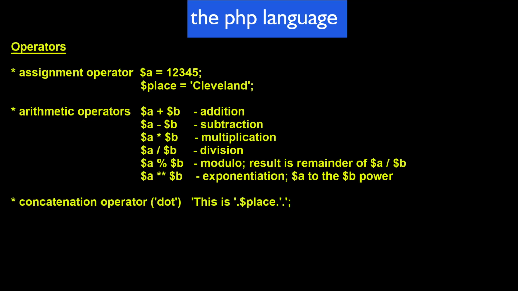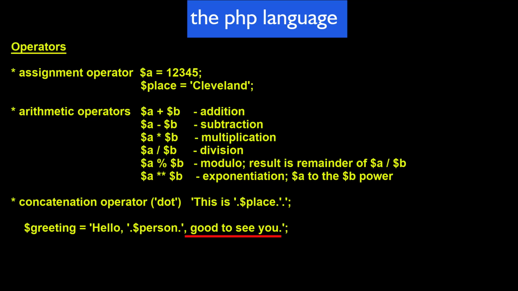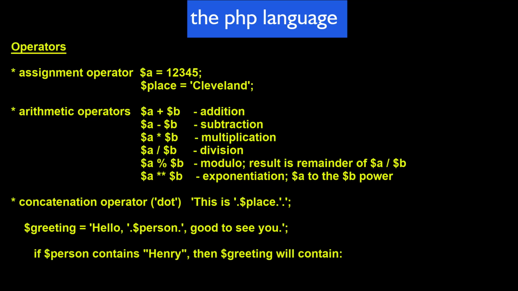Strings can be concatenated, that is, strung together, using the dot concatenation operator. For example, quote, this is space, quote, dot, $place, dot, quote, period, quote, semicolon. Note you can have spaces around the dot or not. Notice the space after the word is. Combining this, for example, you might see $greeting equals, quote, hello, comma, space, quote, dot, $person, dot, quote, comma, space, good to see you, period, quote, semicolon. And if the value of $person is Henry, say, then $greeting will contain, hello, Henry, good to see you.